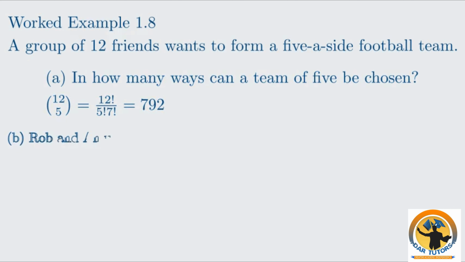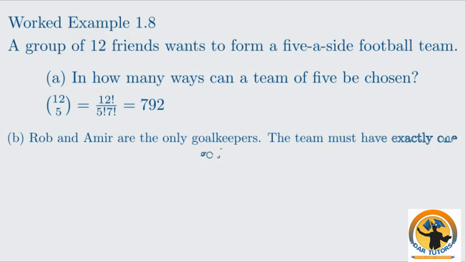Now for part B, Rob and Amir are the only goalkeepers and cannot play in any other position. The team of 5 must contain exactly one goalkeeper. How many ways can the team be chosen? This problem has a constraint, so we should break it into cases. The team must have exactly one goalkeeper, and there are 2 possible goalkeepers, Rob or Amir. These are mutually exclusive cases, so we'll use the addition principle.